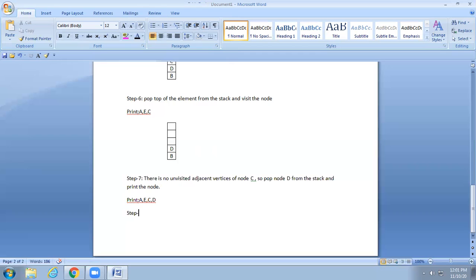Step 8. There are no adjacent vertices of node D. So pop the top of the element from the stack and print the node. So print A, E, C, D, and B.